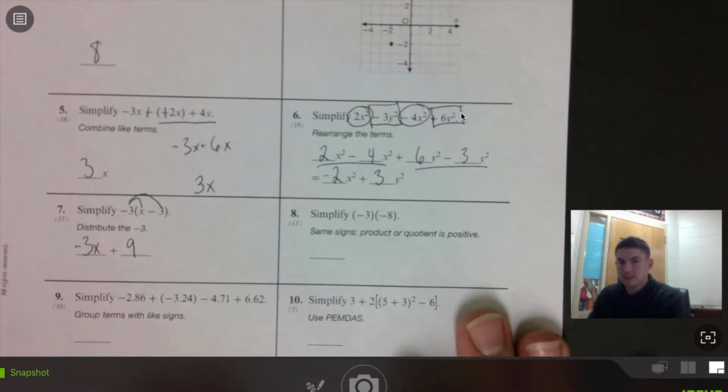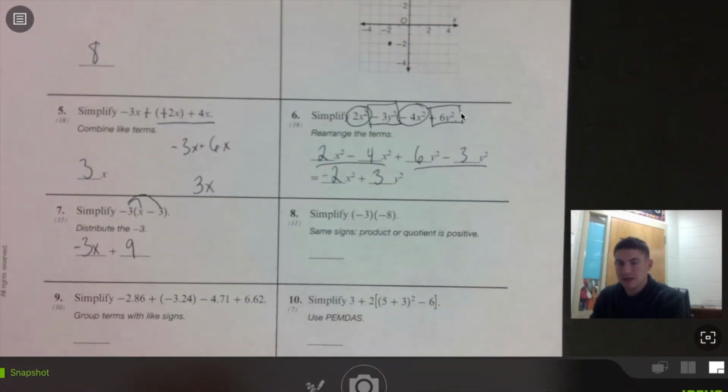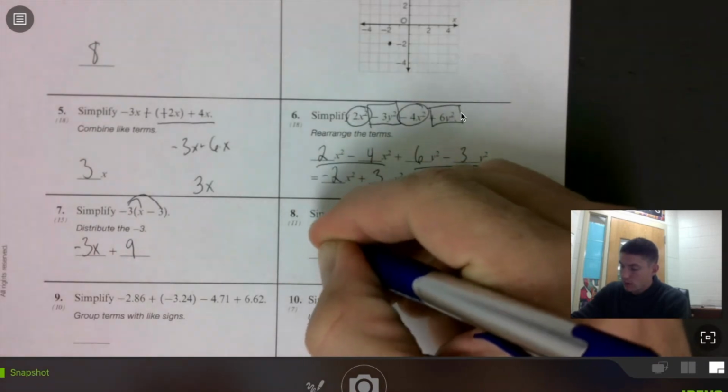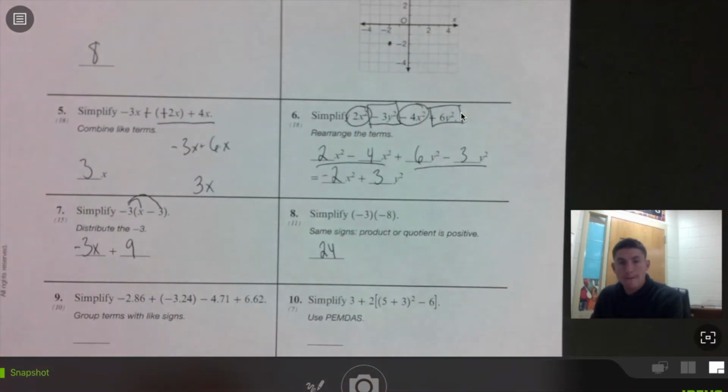Number 8, simplify the expression negative 3 times negative 8. Same sign, the product or quotient is positive. 3 times 8 gives you 24. It's positive because two negatives make a positive.